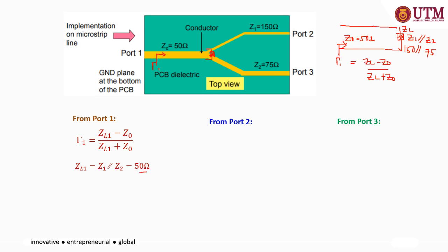So your ZL, for port 1, gamma 1. 50 ohm is the line impedance, right? So to get the reflection coefficient, ZL from the calculation is equal to 50 ohm. So you get gamma 1, the reflection coefficient at port 1, equal to 0, in which we can say that port 1, or transmission line 1, is in matched condition.